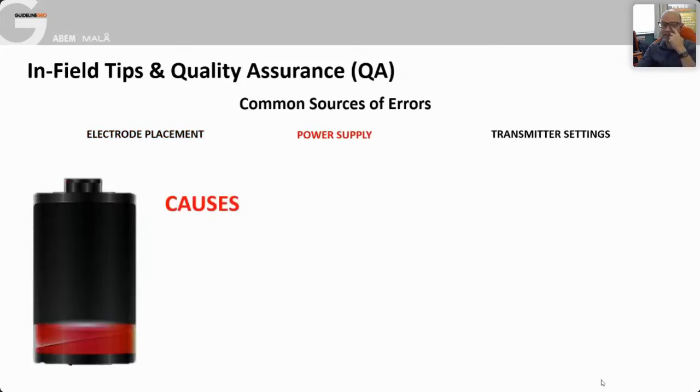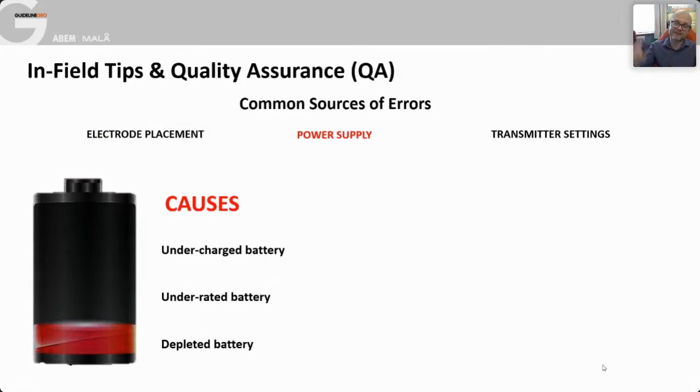This is a big one: the power supply, the battery. Quite often it's either that the battery has not been charged overnight, and I will hold my hand up, I've done that before now. Or the battery doesn't have the capacity, it isn't a high enough amp hour rating, to be able to deal with the current draw from a resistivity measurement. Or it's a depleted battery, which can be a real problem.